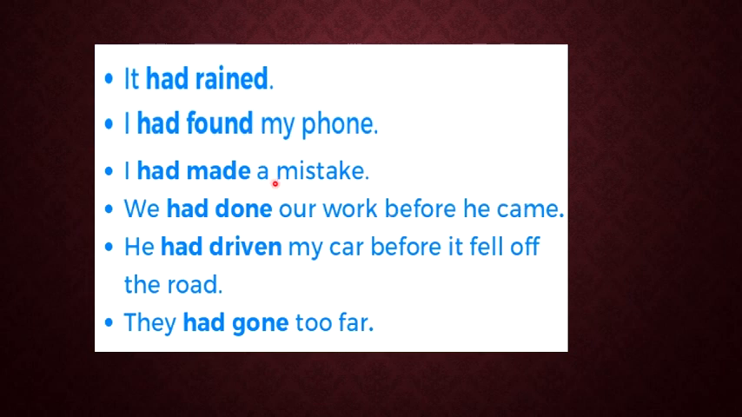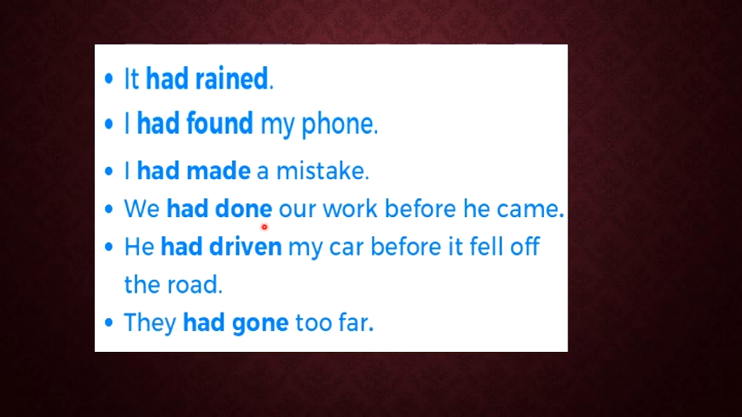Now earlier were simple sentences where you just need to learn how to use past perfect. Now here is an example where there are two things going on, two actions, came and done. And we have to decide which will come in past perfect. So again, the work which is done first will come in past perfect. We had done our work before he came. So that means before somebody came, the work was done. Okay. He had driven my car before it fell off the road. So again, the action of driven happened first. Alright. They had gone too far.